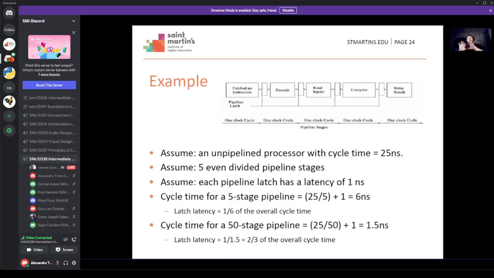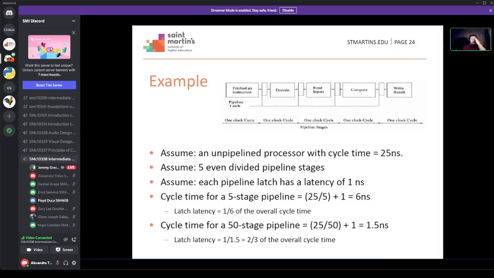So this proves that having more stages within the pipeline does not necessarily mean that your CPU is actually going to run faster. Is this understood? Sometimes it's better to have fewer stages within your pipeline rather than more, because at one point the amount of latency between one stage and the next would be very, very significant in terms of your overall computational power. Does this make sense?